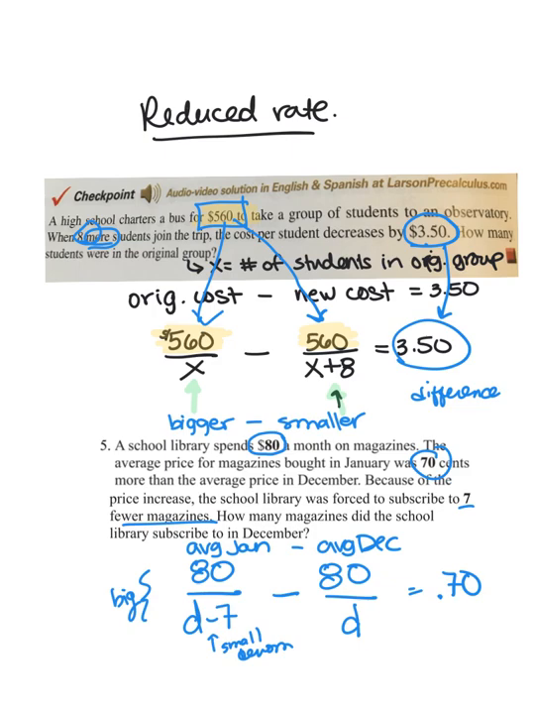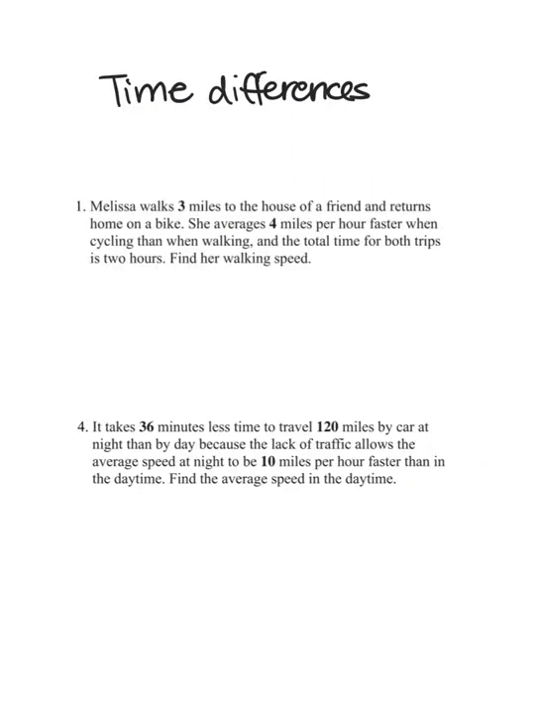Okay, so that's the reduced rate problem, where the money is always going in the numerator, the change is always going after the equal sign, and there's a minus in between the two. You have the two variables in the bottom, where one is the variable itself, and the other is either added or subtracted depending on the question. So let's take a look at the next type.